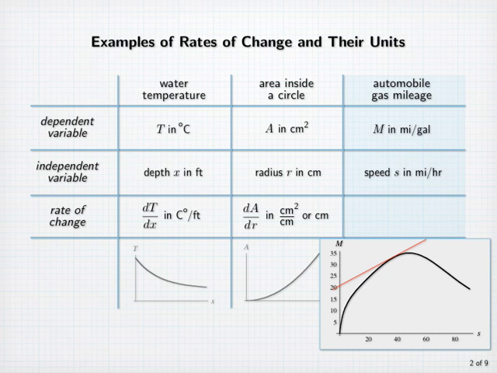So the rate of change here is the derivative of M with respect to S, and its units would be miles per gallon per mile per hour, which simplifies to hours per gallon.